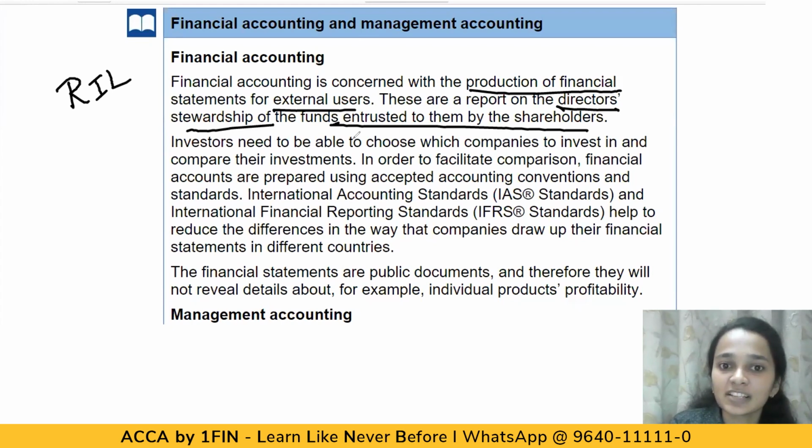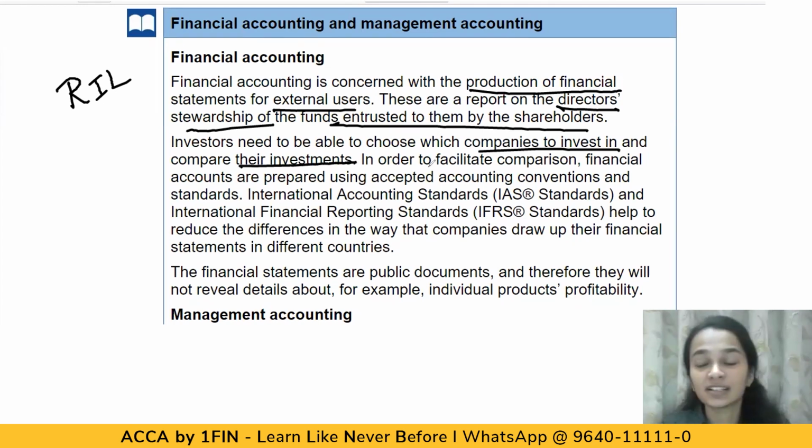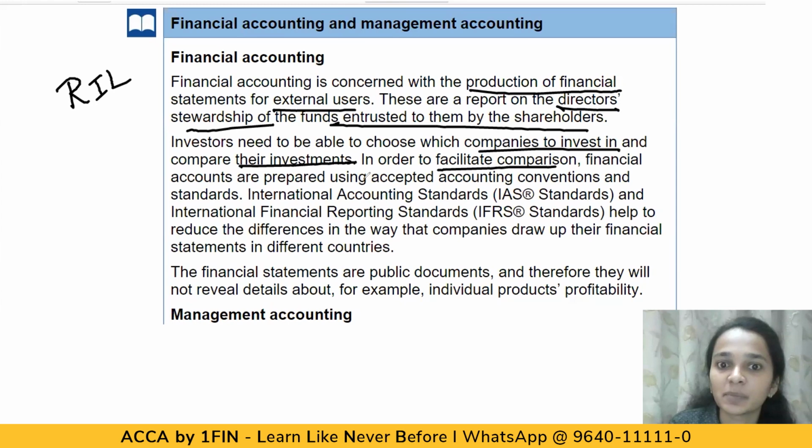So the investors should be able to choose which companies to invest in and compare their investments. Investors look at financial statements of different companies, and on the basis of that decide whether to invest in a particular company or not. And in order to facilitate that comparison, the financial accounts are prepared using accepted accounting conventions and standards.